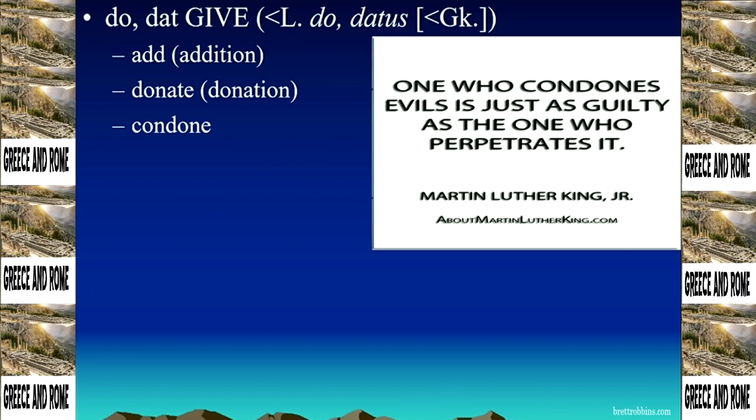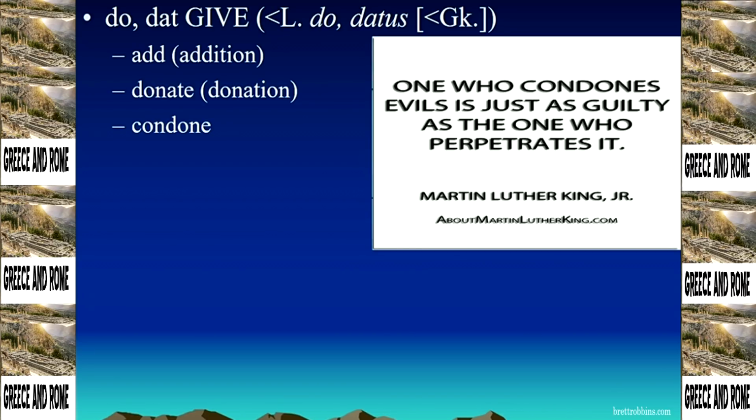What does it mean? In the context of this quote by Martin Luther King, it means that if something evil occurs, by condoning it, you are, figuratively speaking, giving yourself together with that bad thing. Okay, you're giving yourself with that bad thing. You're adding your energy to it.